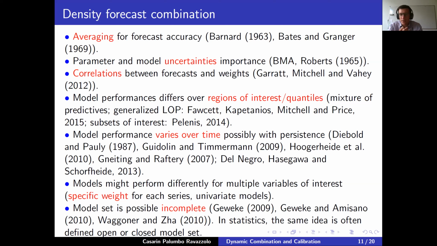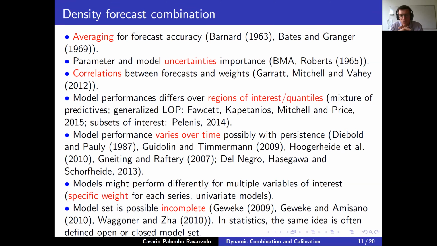In this simple case, it was easy to distinguish between the two models. It's not always the case. So the general rule is that we should always prefer a correctly calibrated density, but if two densities are correctly calibrated, what do we do? And here is the second part of the methodology and the literature related to that, which is combination.